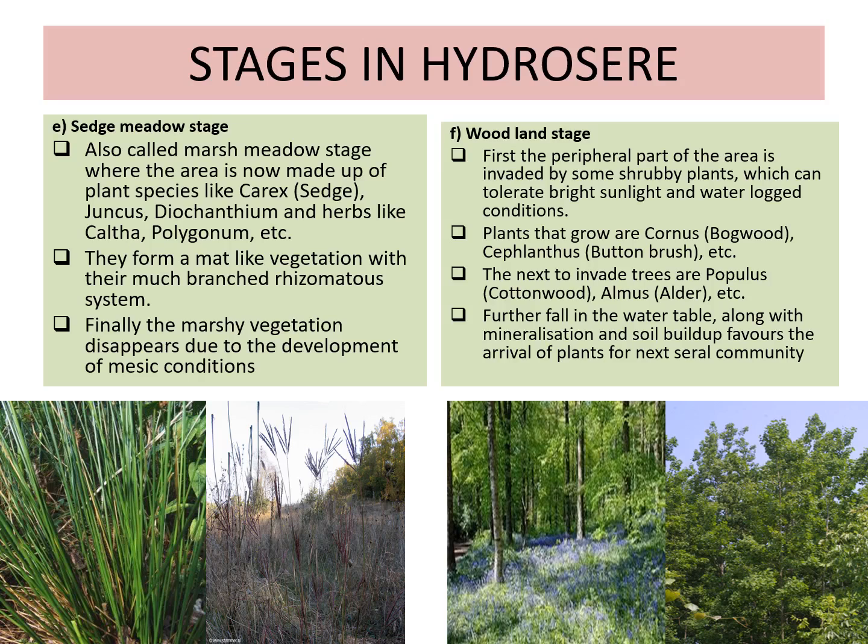First, the peripheral part of the area is invaded by some shrubby plants which can tolerate bright sunlight and waterlogged condition. Plants that grow are Cornus, that is bogwood. Then is buttonbush, that is Cephalanthus. The next invade trees like Populus, that is cottonwood, Alnus, that is alder. Further fall in the water table along with the mineralization and soil buildup favors the arrival of plants for the next seral community.